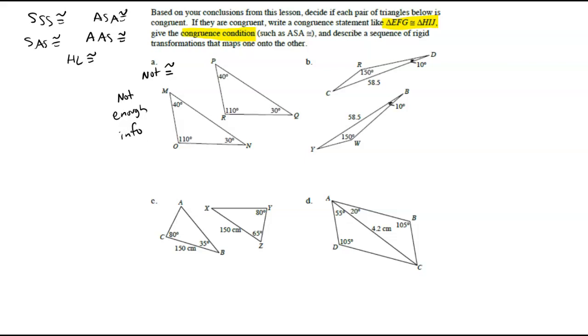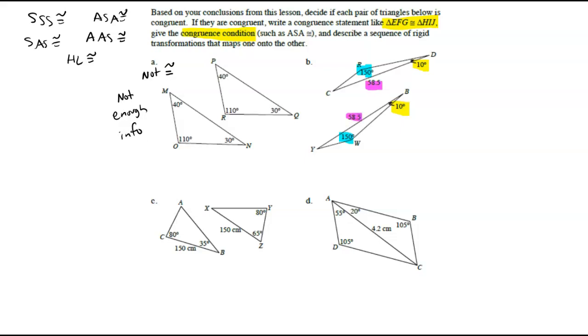All right, let's look at B. Okay, so I see that I have an angle of 10, and I have an angle of 10. We'll color coordinate it for us. I have another angle of 150, another angle of 150. And I also have a side, okay? So I got a side of 58.5, 58.5.